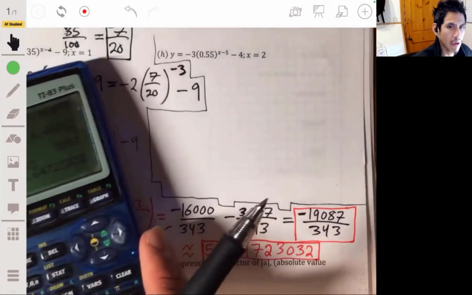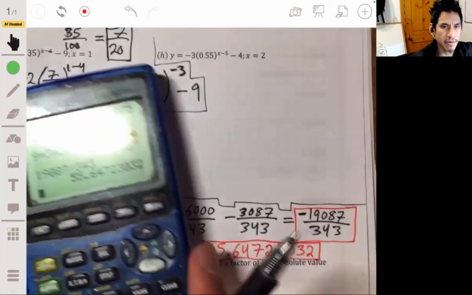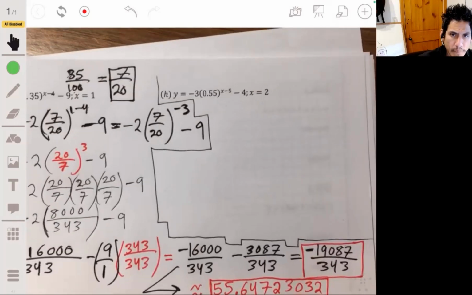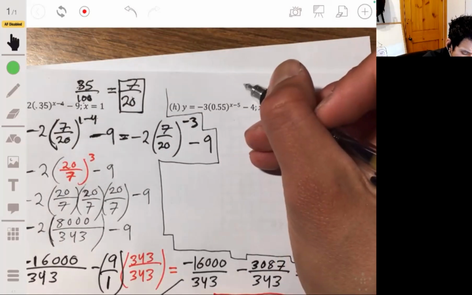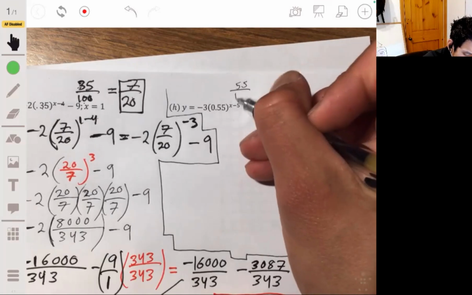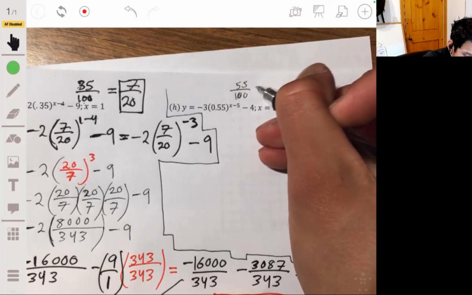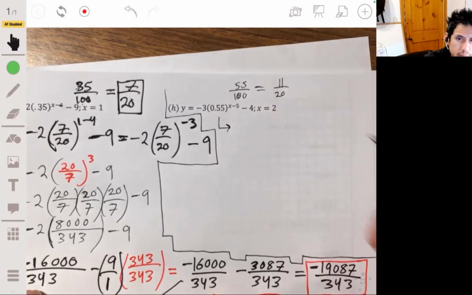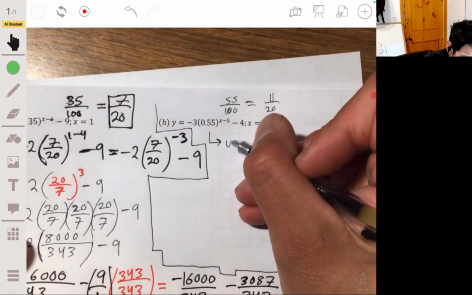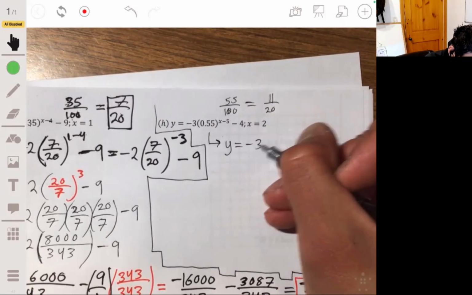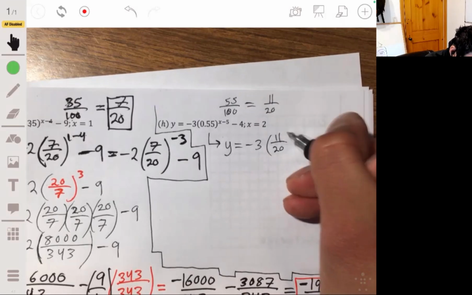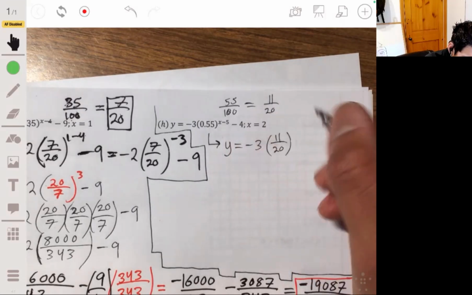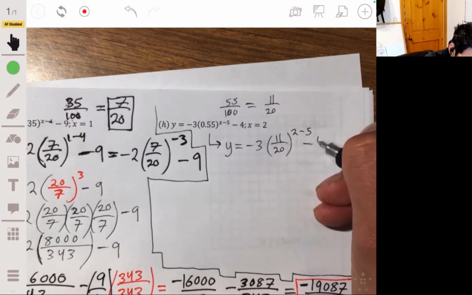Here you go. I'm going to move this again up here. Maybe that works. Oh, yeah, it does work better. All right, one more of these guys. Okay, so we have 0.55 in there. Again, you can write that as 55 over 100, which is the same, divided by 5, as 11 over 20. And so evaluating, we get y equals negative 3 times 11 over 20 to the 2 minus 5 power minus 4.